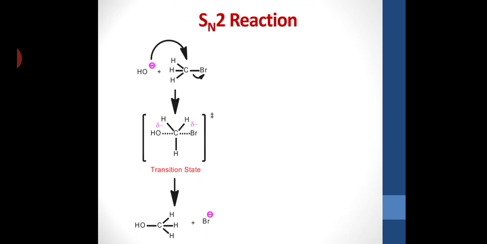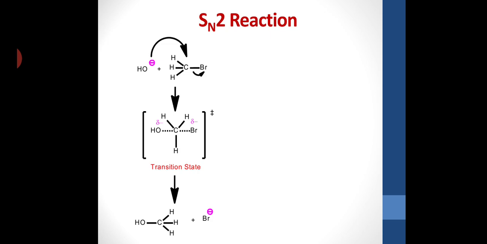Now coming to SN2 reaction, it is a one-step process and the reaction proceeds through the formation of transition state where neither the bond between the nucleophile and the central carbon atom is formed completely, nor the bond between the leaving group and the central carbon atom is broken completely.